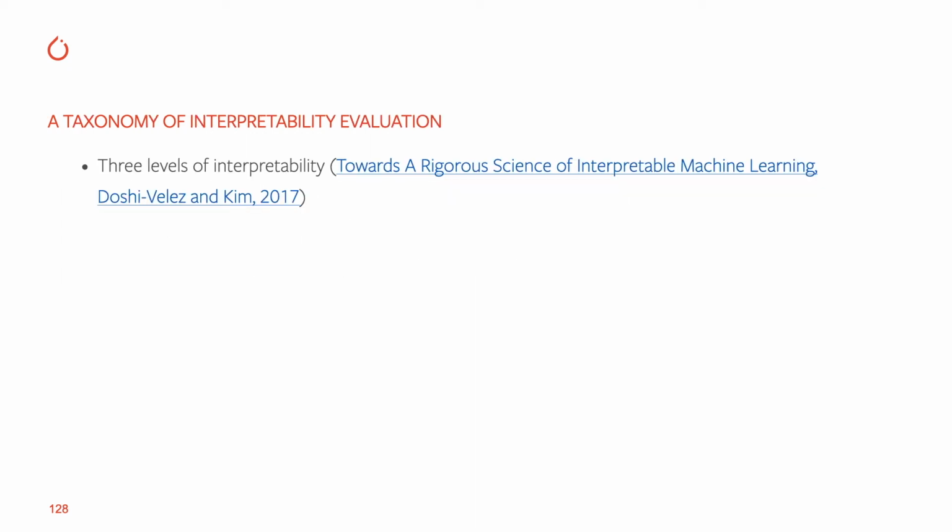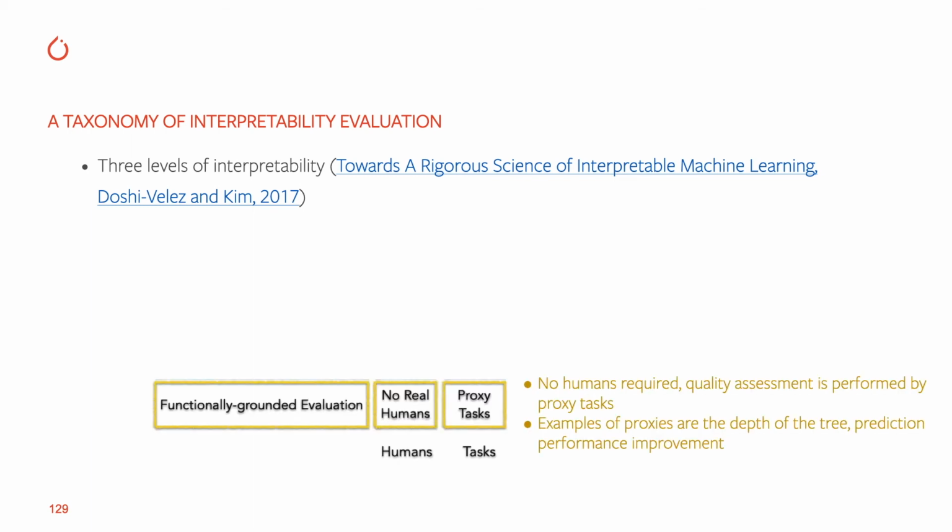In the pursuit of finding different ways of performing model interpretability evaluation, two researchers from the model interpretability community have defined a taxonomy of interpretability evaluation. This includes different levels of evaluation, starting from automatic to manual, where human experts get involved. Let's start from the bottom of the taxonomy.